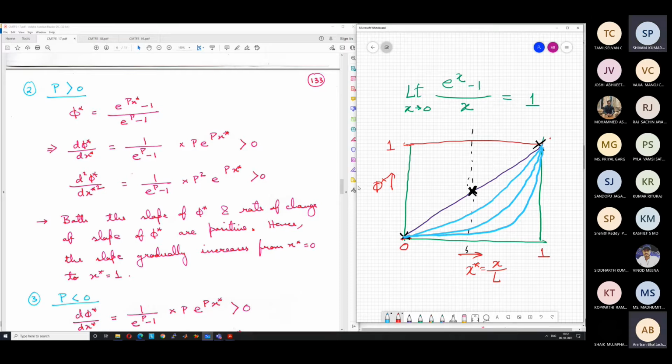Sir, +5 means the flow is from west to east, like in the direction of x, and -5 represents the reverse direction of flow. Correct. So positive Peclet number means from west to east, from left to right on the screen, right? From the left to right.